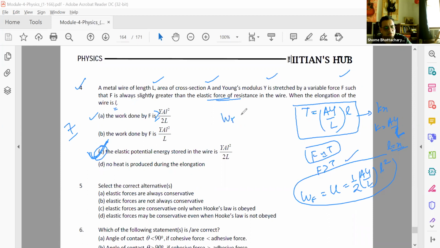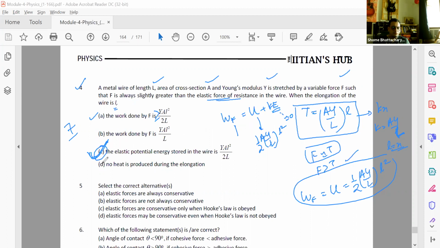So the work done by F will be equal to the potential energy stored plus a very small amount of kinetic energy. It will be slightly greater than this, because this term will be half AY by capital L square. This term will be almost zero, but slightly greater than zero, because part of the rod is going to be in motion because you're in the process of stretching it.